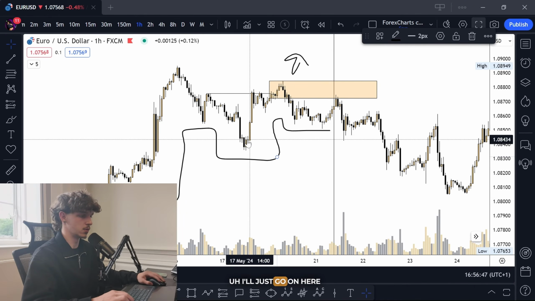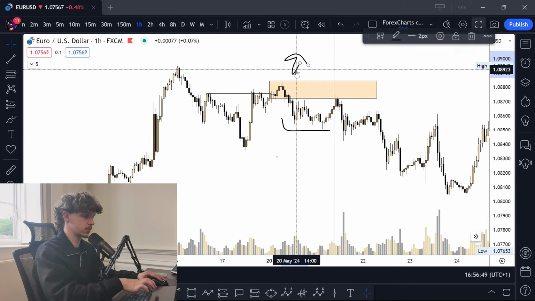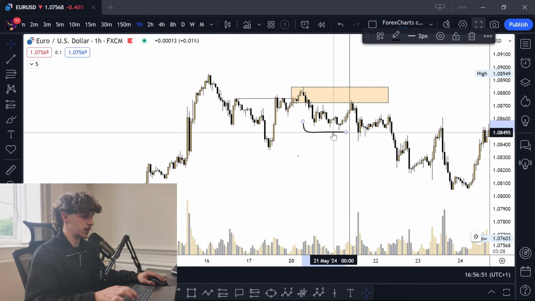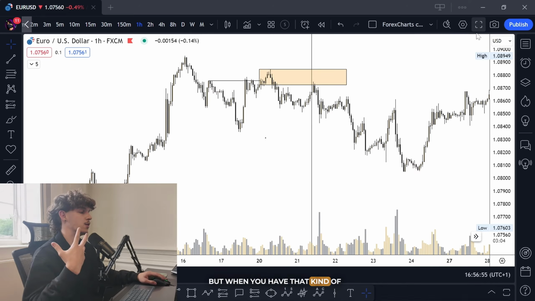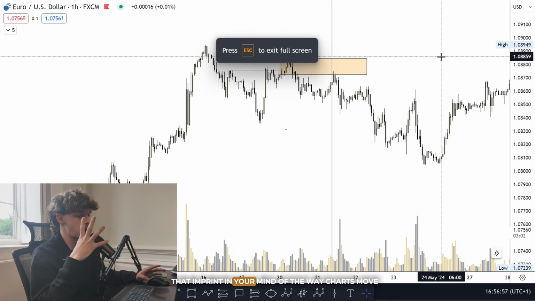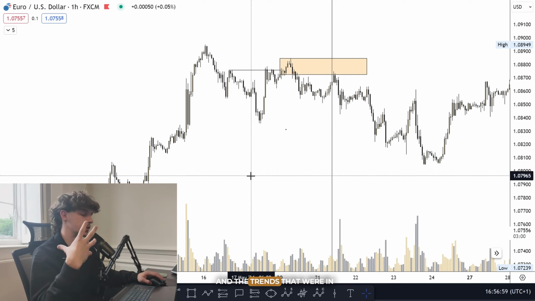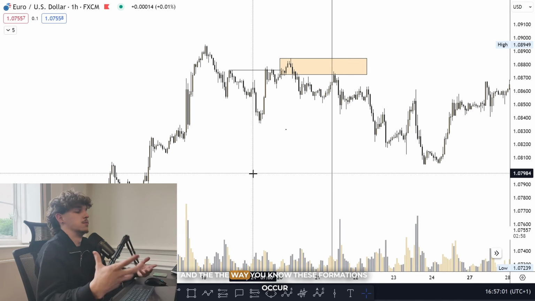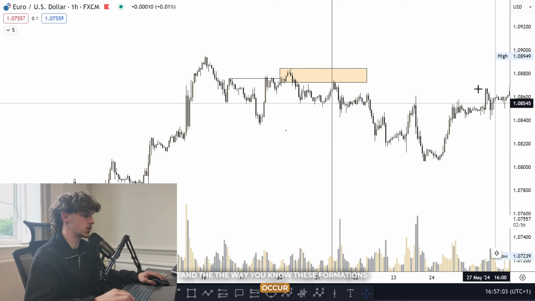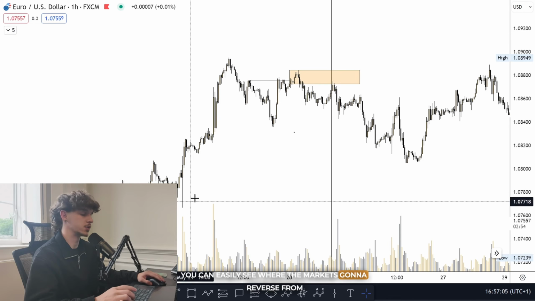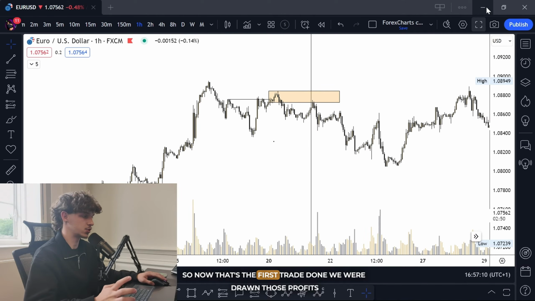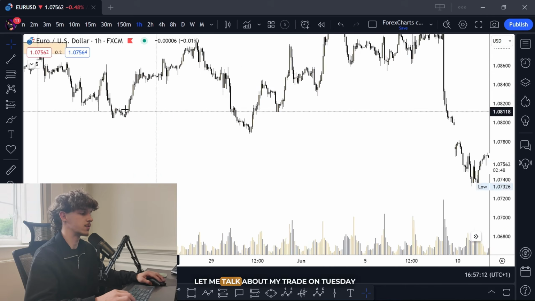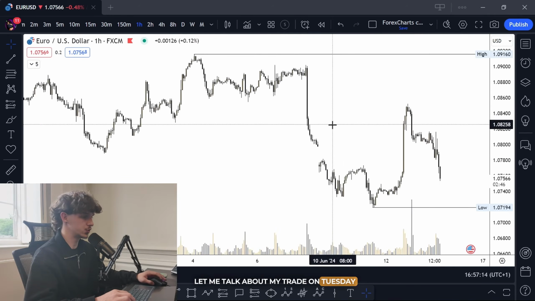I'll just go on here. As you see, looking at it in hindsight, it does look quite simple, but when you have that kind of imprint in your mind of the way charts move and the trends that we're in and the way these formations occur, you can easily see where the market's going to reverse from, bounce from, and all these different elements. So now that's the first trade done. We've withdrawn those profits. Let me talk about my trade on Tuesday.